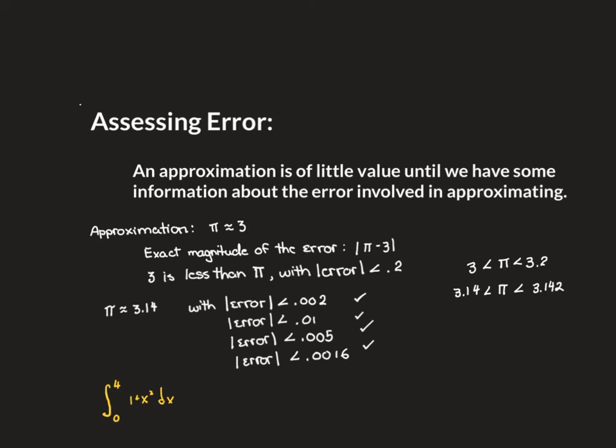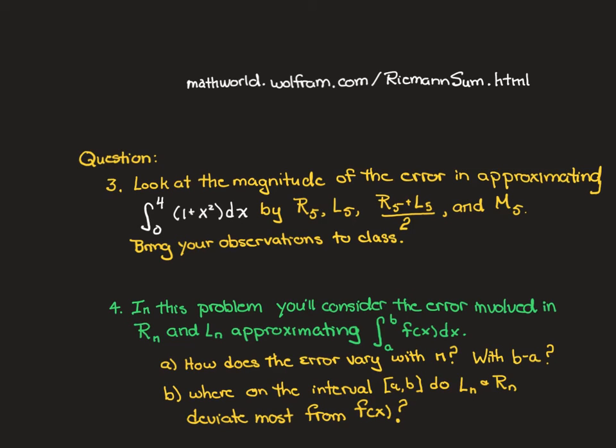In this exercise, we're asking you about an integral that we actually can compute, because then we can see something about the error. And our goal in the long run is to use these methods to find something about an integral that we don't know exactly. The first question here, question number 3, asks you to go back and look at the integral from 0 to 4 of 1 plus x squared dx and its approximations by L5, R5, the average of those, and M5, the midpoint rule. And bring your observations to class.